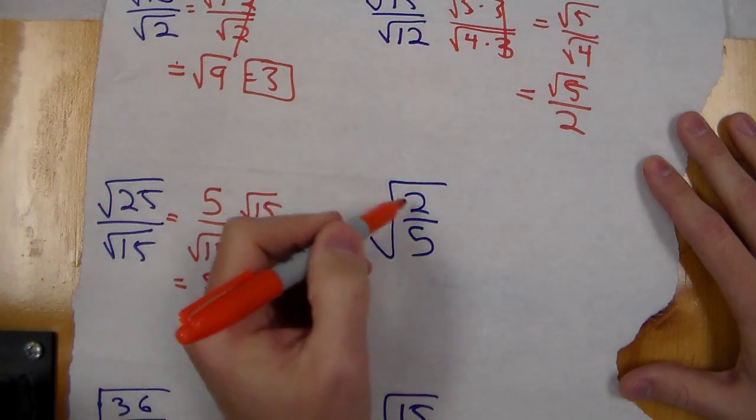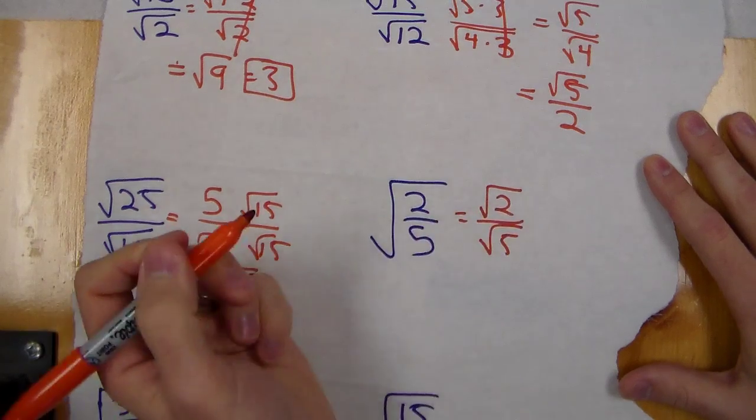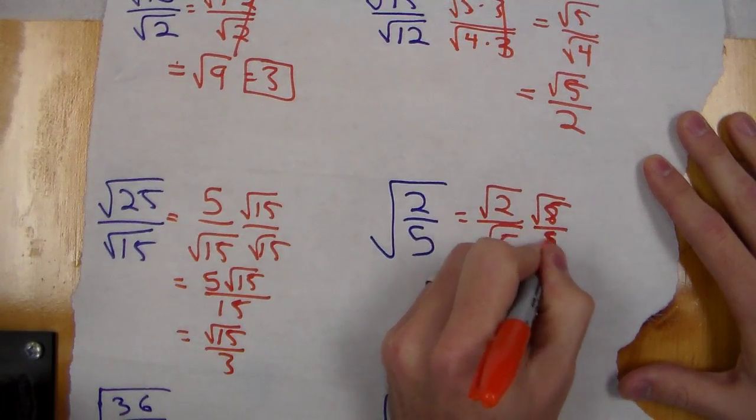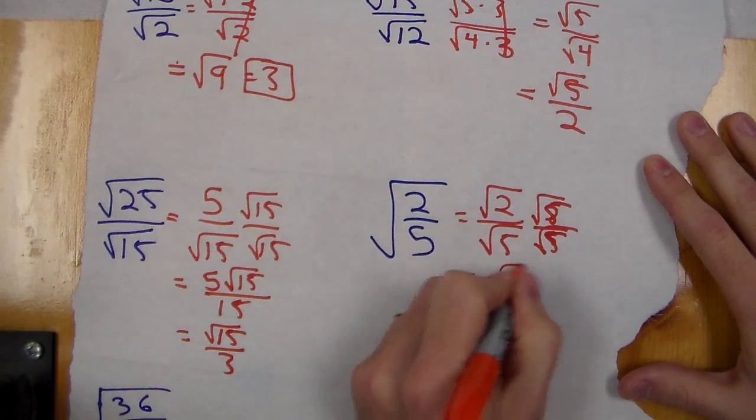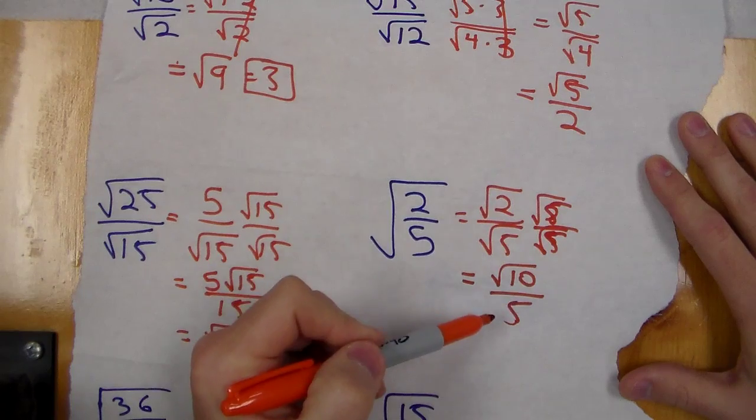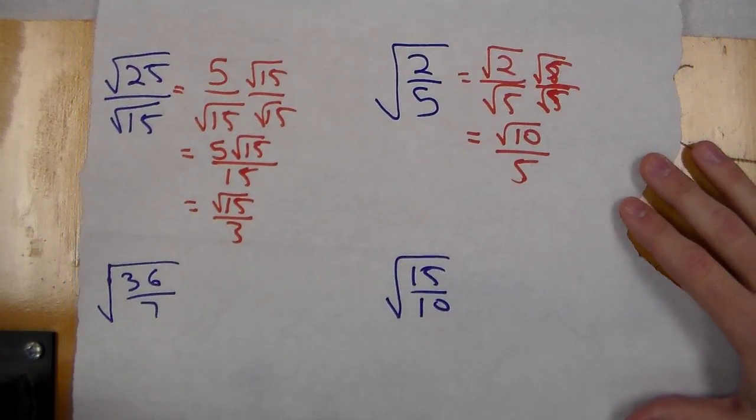For the square root of 2/5, that's going to be the same thing as the square root of 2 over the square root of 5. I'm going to multiply the top and the bottom by the square root of 5. And this gives me the square root of 10 over 5 on the bottom, which can't simplify anymore. This is irrational, this is rational. We'll leave it as that.